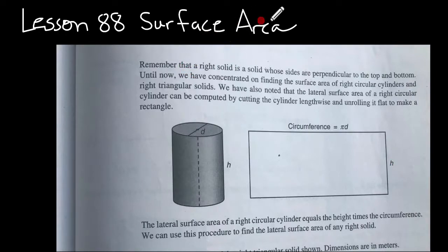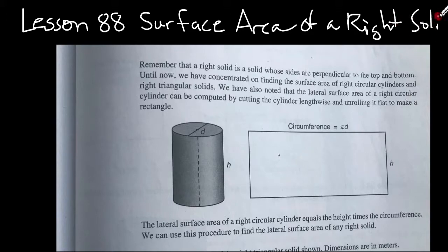This is surface area of a right solid. Alrighty. So this is an example of a right solid. It's a solid whose sides are perpendicular to the top and bottom. So far we've done surface areas of right circular cylinders and right triangular solids, but we're going to learn a quicker way to do them. And we're also going to talk about finding the lateral surface area of a right circular cylinder and other shapes.